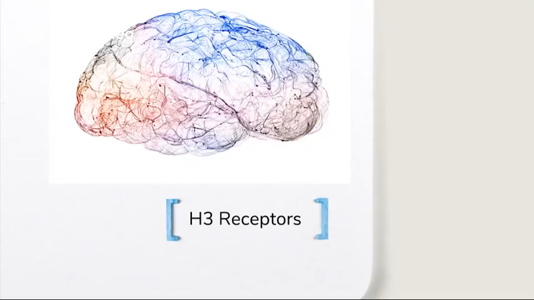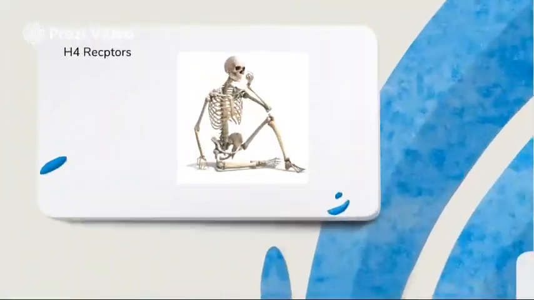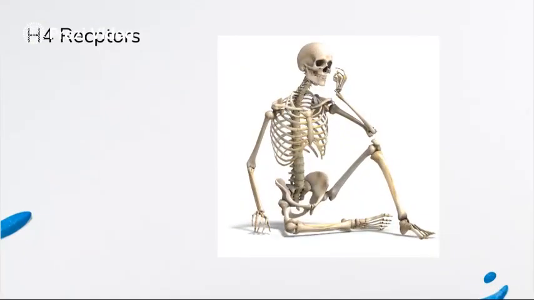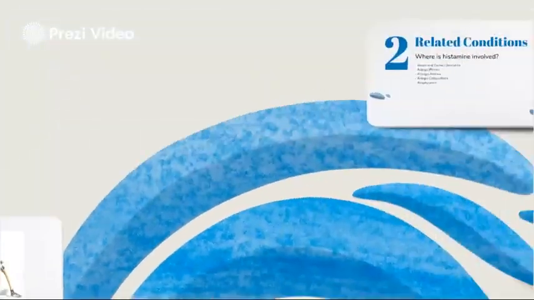H3 receptors are typically located in the central nervous system, and these help protect and regulate the function of the blood brain barrier, and that in turn protects the brain and helps with the release of neurotransmitters. And then H4 receptors are found in the skeletal system, mostly in bone marrow, and these help to create new blood cells and tell the body what's going on with the blood cells.